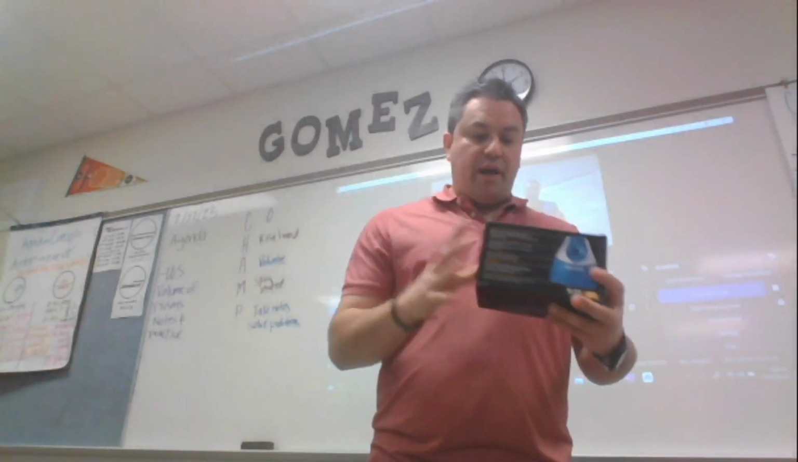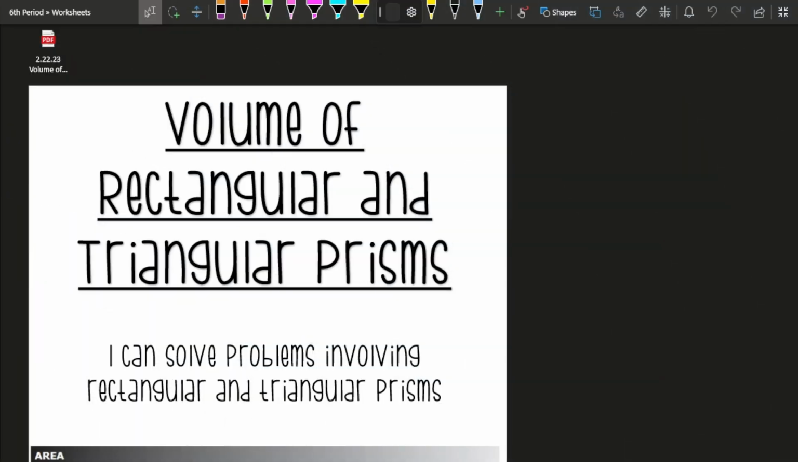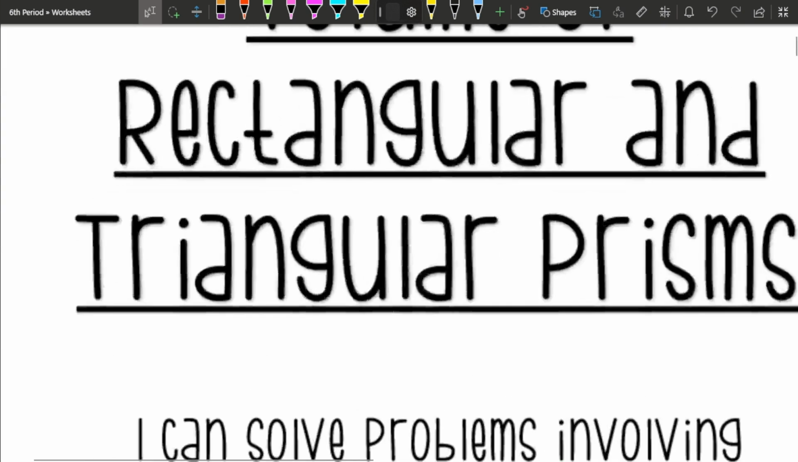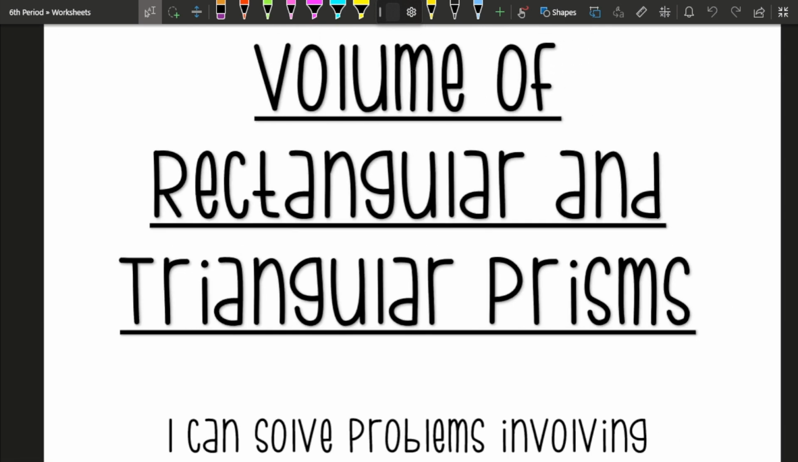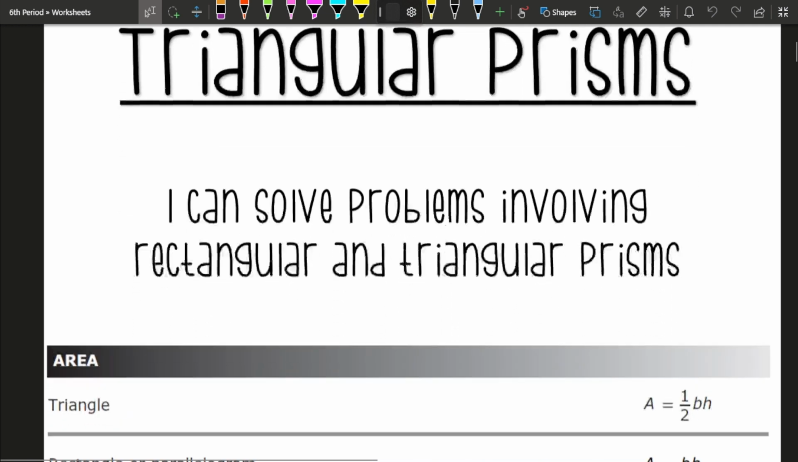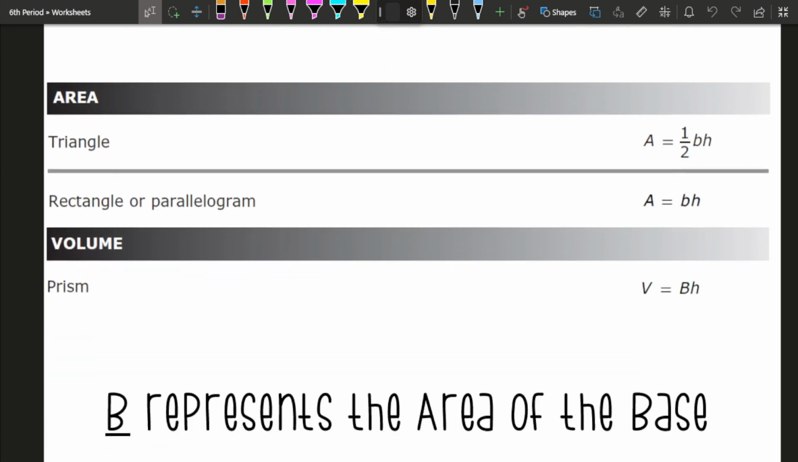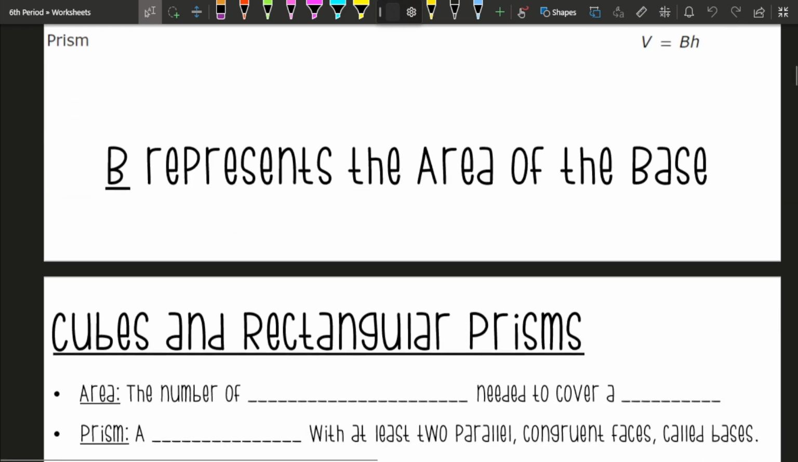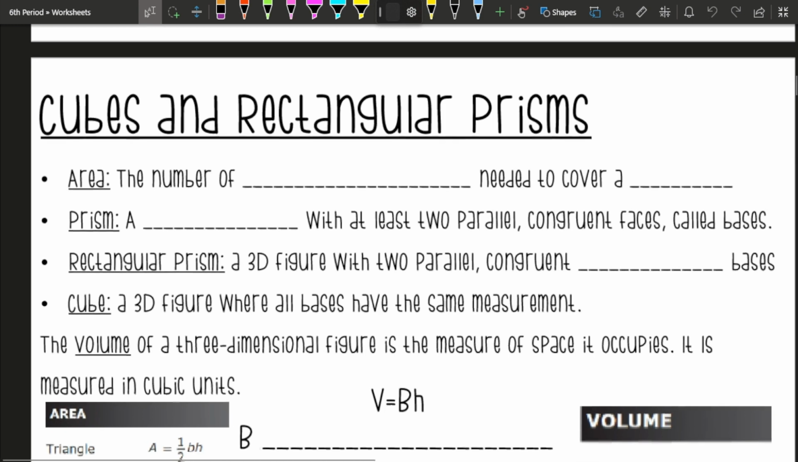Alright, so let me go ahead and open up the worksheet so you guys can see what I'm talking about. It has names, formulas, and everything that we need to talk about. So let's go right to that. Volume of rectangular and triangular prisms. Today we're just gonna focus on rectangular. We'll do a separate one on triangular prisms. So we just talked about the box. We have formulas right here for area and for volume. But you don't worry about those because over here first we're going to fill out some notes.